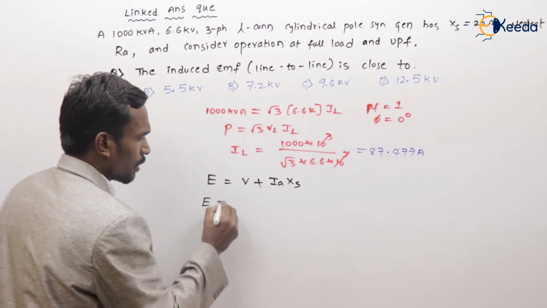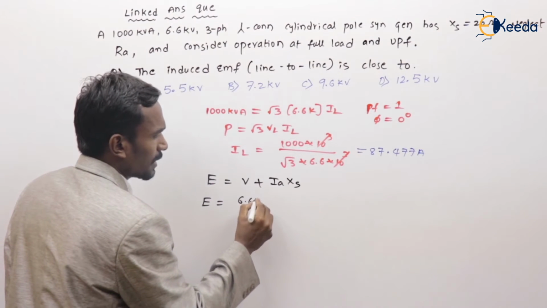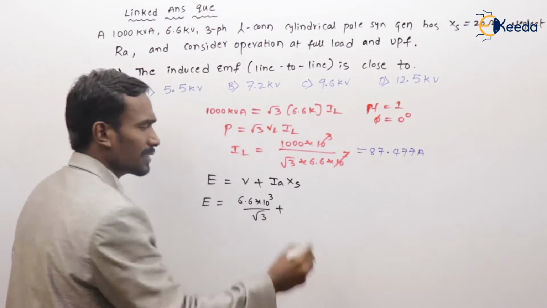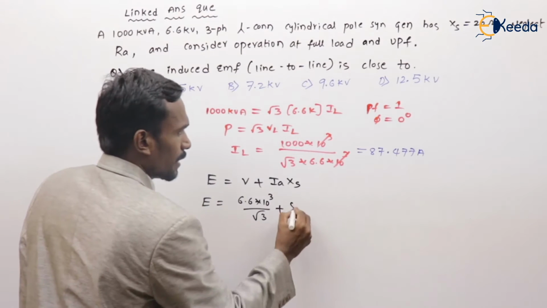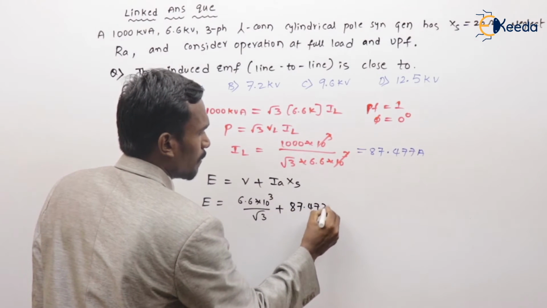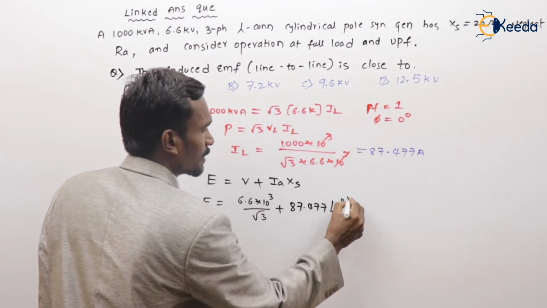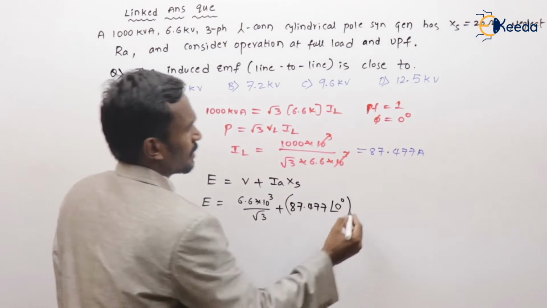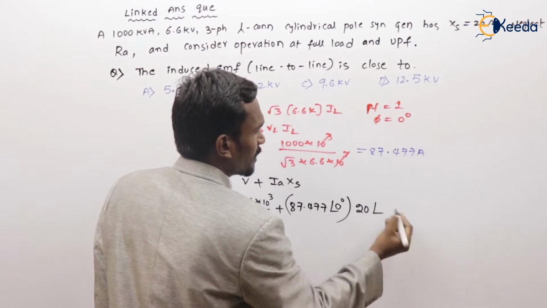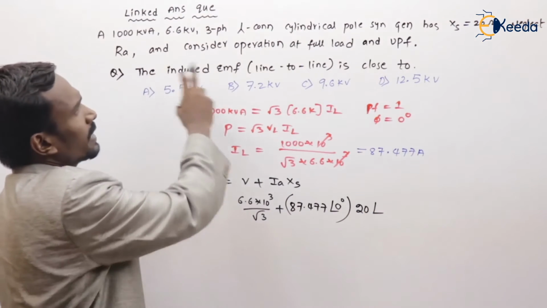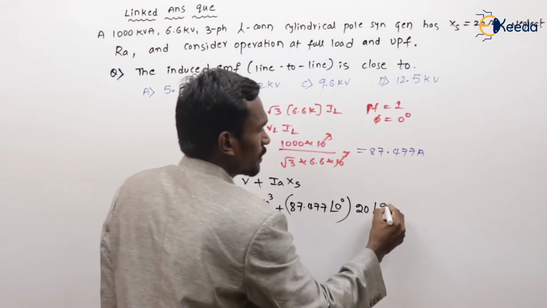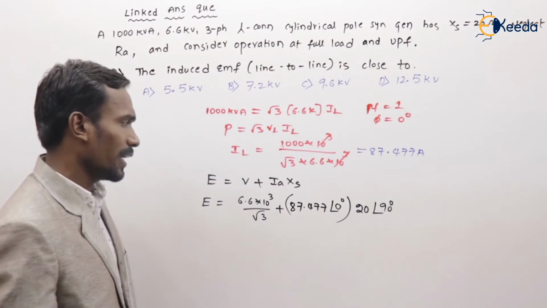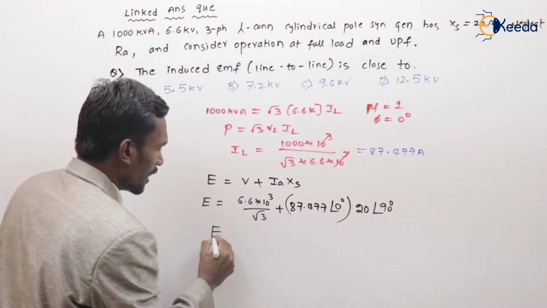And next, generally the formula for EMF E is equals to V plus IA into XS. So E is equals to V, 6.6 into 10 cube divided by root 3, plus IA 87.477 at an angle 0 degrees because power factor angle 0, and XS 20 at an angle 90 degrees. When RA is 0, the impedance angle theta is 90 degrees.